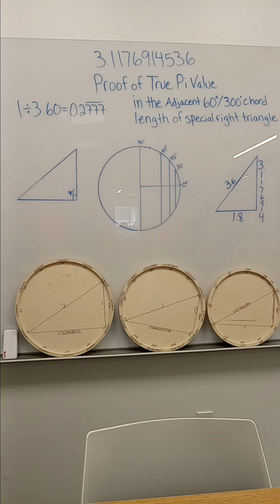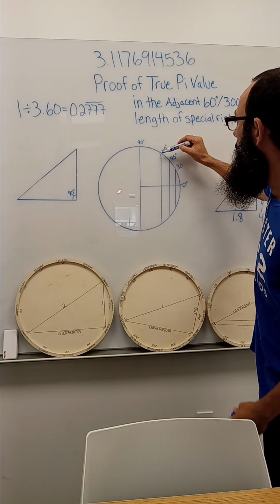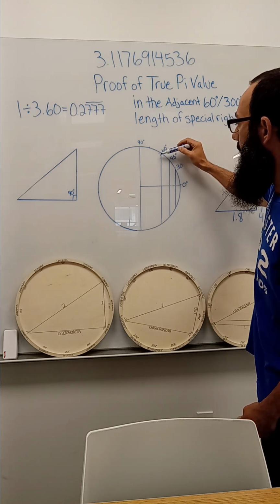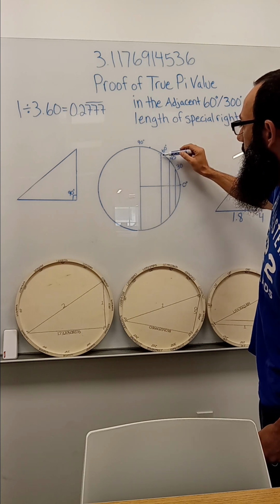School teaches the 1-inch radius, 2-inch diameter circle, and they store the heights, the lengths in the phone under sine. Sine is this distance right here to the middle of the circle, to the circumference point. So sine 60 is 0.8660254038. That's the distance right here.